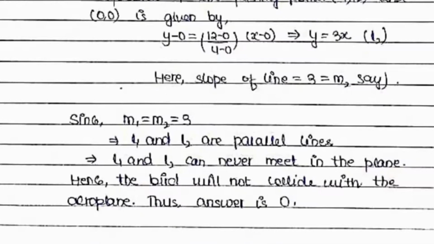Now, as both the slopes are equal, and equal to 3, we can say that the two lines are parallel and hence never meet in the plane. Therefore, the bird will not collide with the aeroplane, and that's why the answer will be 0. So this was our question number 6.